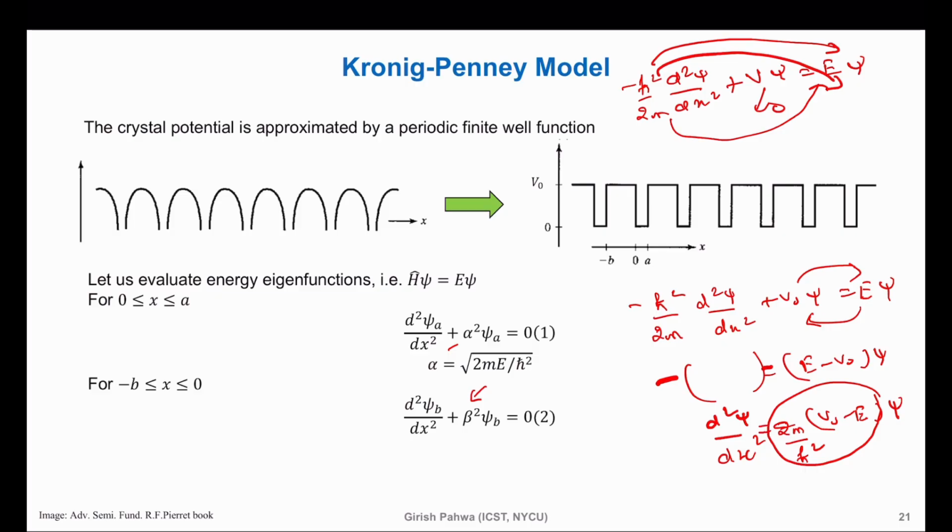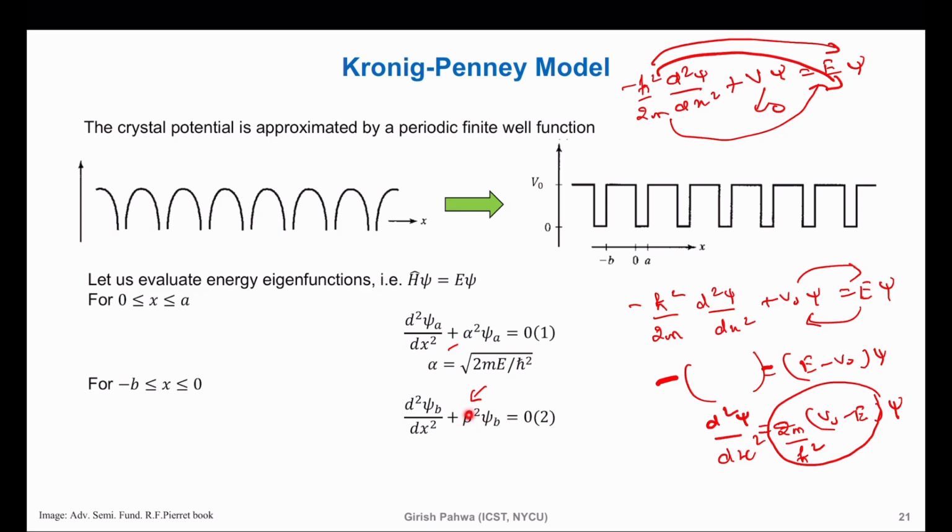Now there can be two cases here. In one case, V naught can be greater than E, and in the other, V naught can be less than E. Depending upon the two cases, this beta square value can be different. If V naught is greater than E, and you bring it to this side, it should be a negative quantity, so beta square should be negative. And if V naught is less than E, then this becomes a positive quantity. So there will be a plus sign or a minus sign.